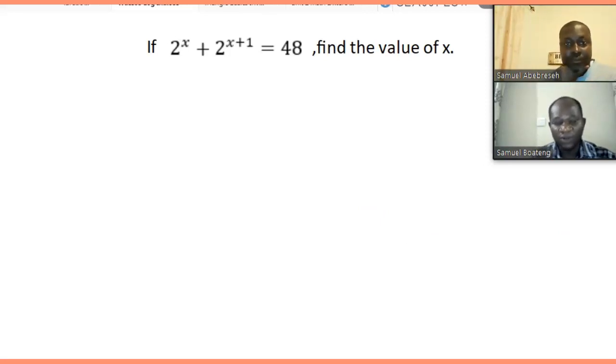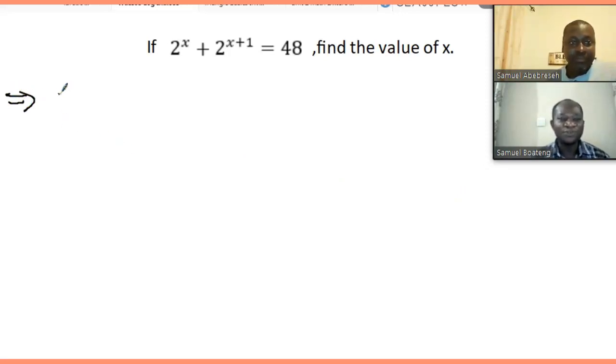So you can pause and then solve this one. It's the same as the previous one that we saw. So you can pause and then solve it. Later, you check the answer. I guess you were able to do it. Okay, let's all go through it.